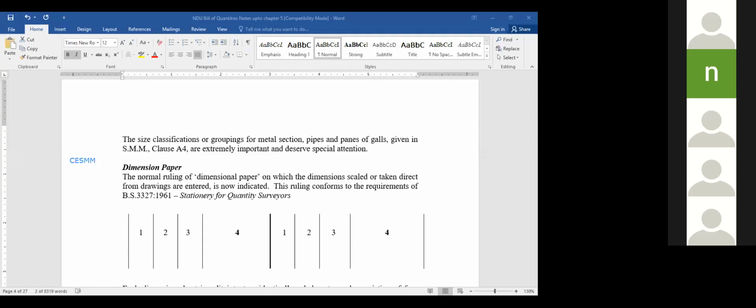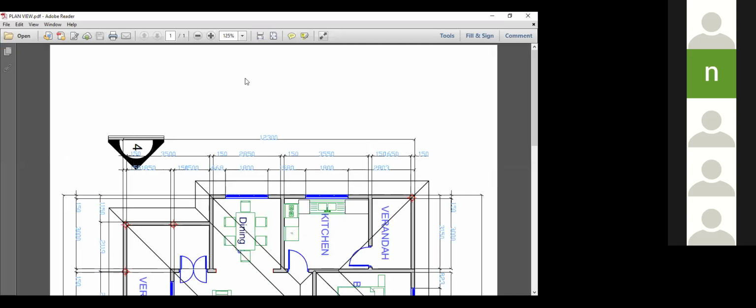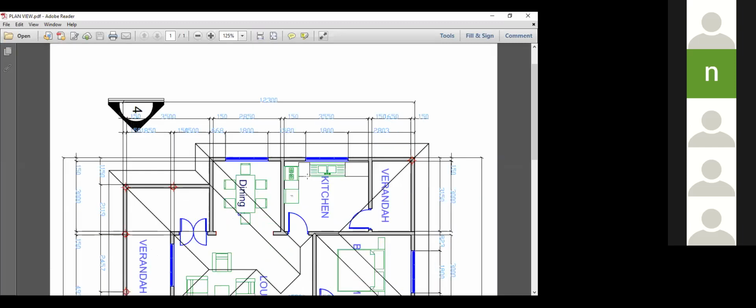I don't know if we can see the plan. Can we see the plan? Yes.